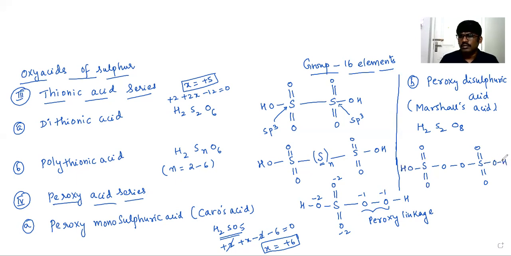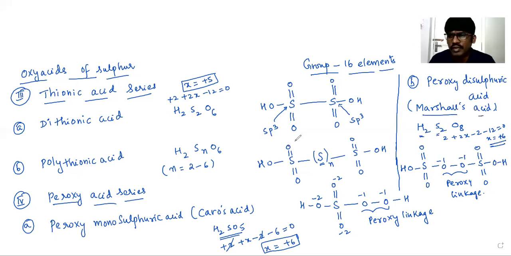OH. It's -1, it's a peroxy linkage. Total 8 oxygens. In those 8 oxygens, 6 are normal oxygens and 2 are peroxy oxygens. So 2 hydrogens, that is 2 plus 2x minus 2 and minus 12 is equal to 0. So x will be equal to +6. That is the oxidation state that can be given for sulfur in Marshall's acid or peroxy disulfuric acid. All these are examples of oxy acids of sulfur. Please copy it.